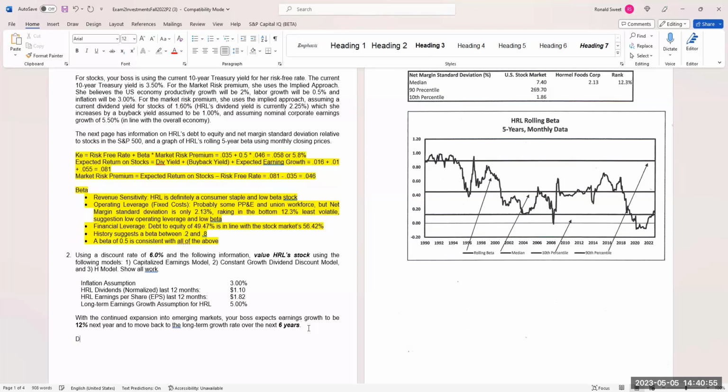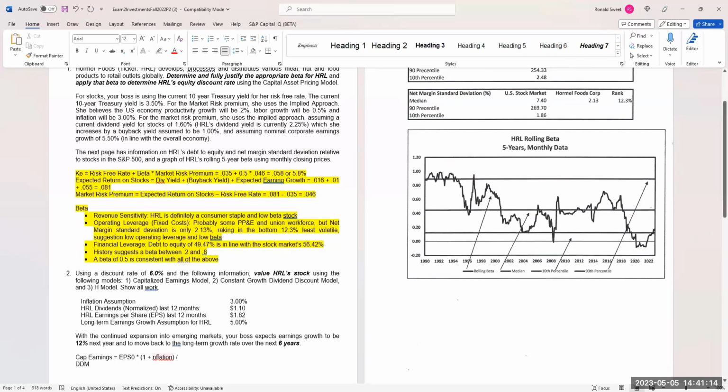So, dividend discount model. Well, let's start with the cap earnings. The cap earnings model says the value of the firm is EPS 0 times 1 plus inflation, divided by KE minus inflation.